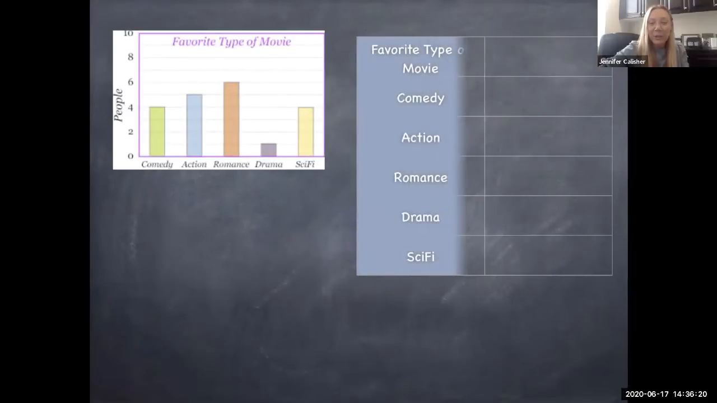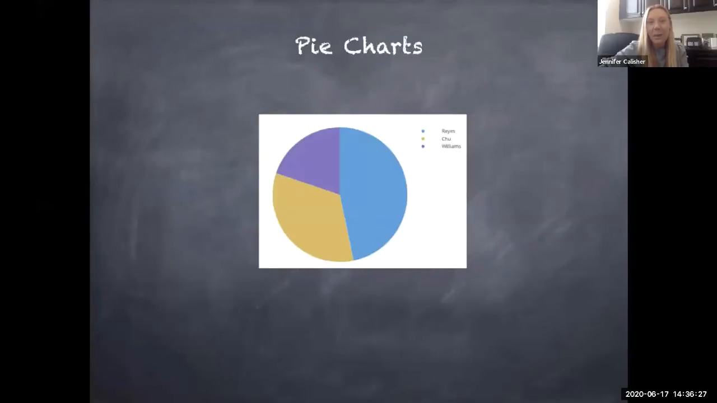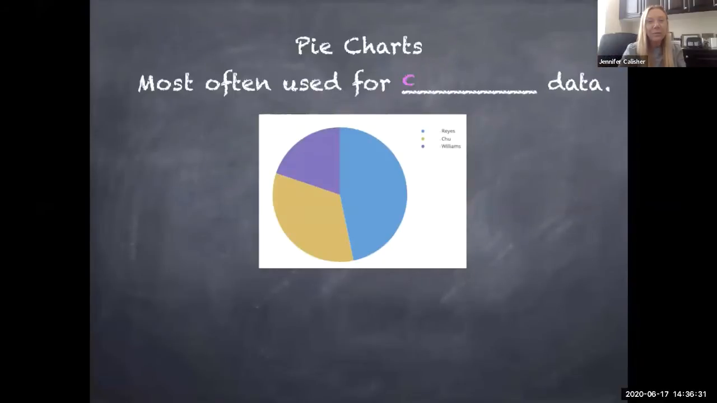Okay, switching gears to our next one. Pie charts. So our pie charts, like the bar graphs, are also most often used for our categorical data. Now, pie charts are often used if you look on media or on the internet, right? You often see a pie chart, but they're not always going to be the best visual representation.